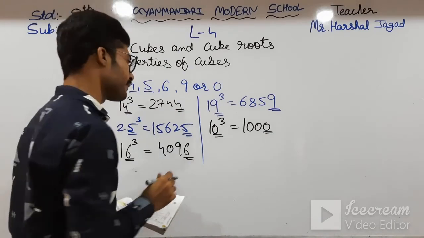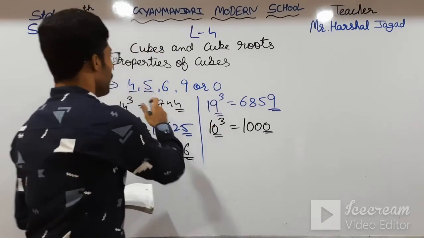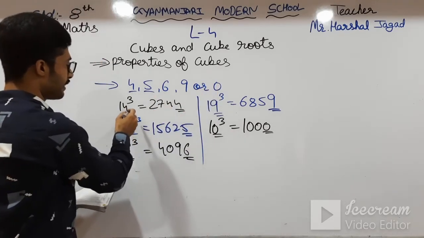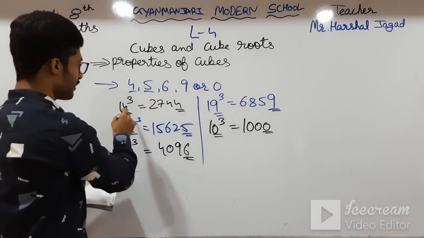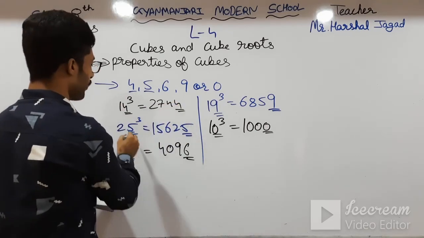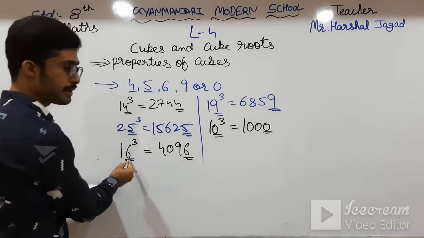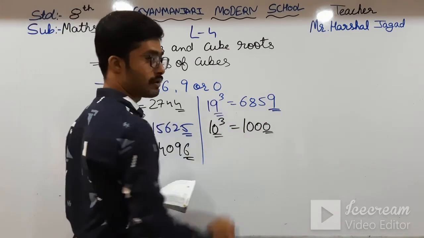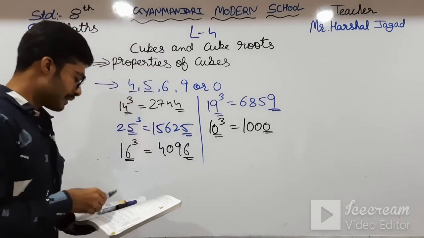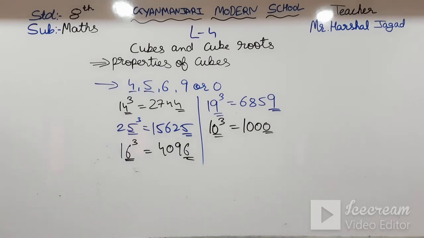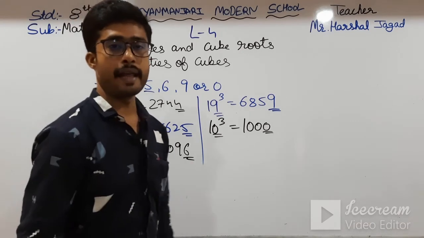Okay students, so this is for 4, 5, 6, 9 or 0. If the unit digit of the number is 4, then in the cube also the unit digit will be 4. If there is 5, here also 5. If there is 6, here also 6. If there is 9, here also 9. If there is 0, here also 0. See, this is the second property of the cubes, and another property we will discuss in our next video.